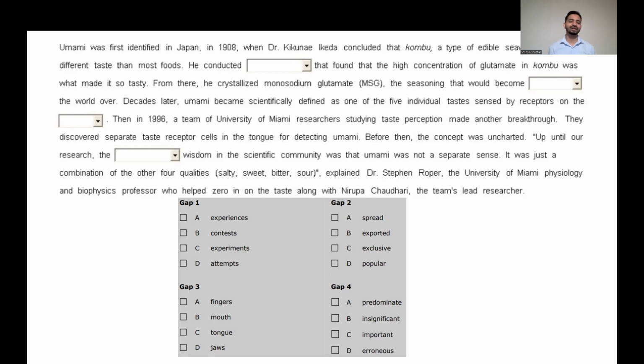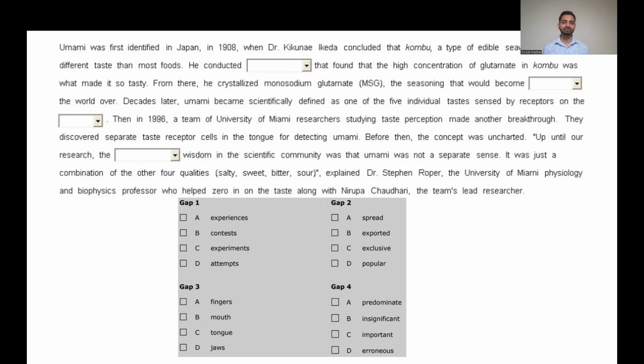All right, then in 1996, a team of University of Miami researchers studying taste perception made another big breakthrough. They discovered separate taste receptor cells in the tongue, and it kind of gives it here as well. So in tongue. So if you were reading, you can make sure that you got it right. For detecting umami. Before then, the concept was uncharted.